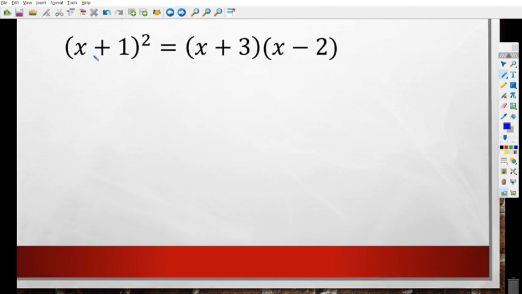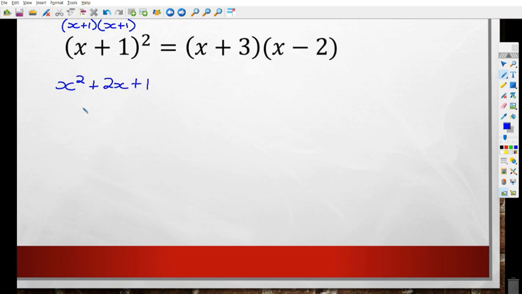Cool. Oh, I've got brackets again. Fantastic. What am I going to do? I'm just going to multiply those brackets out. So this over here. What I suggest you do is you write this out twice, and you multiply out like that. So this is going to give you x squared plus 2x plus 1.